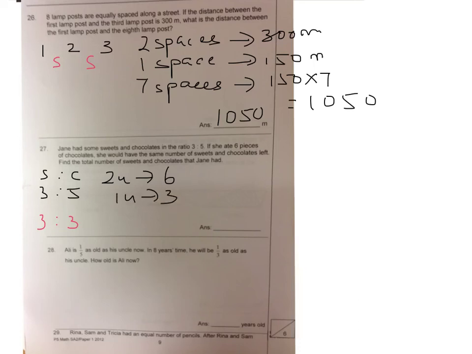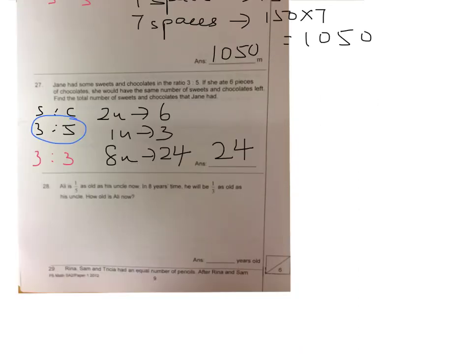Find the total numbers of sweets and chocolates that Jane had. Jane altogether has 8 units. So 8 units will be 8 times 3, 8, 16, 24. So Jane has 24 pieces of chocolates and sweets.